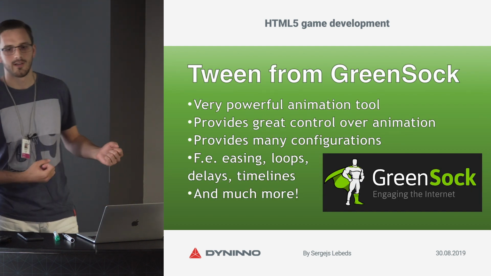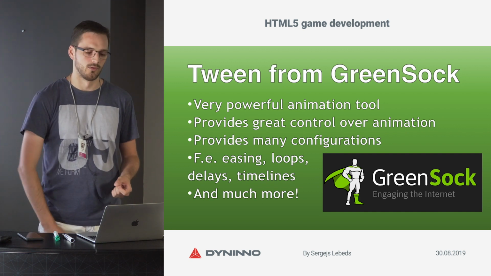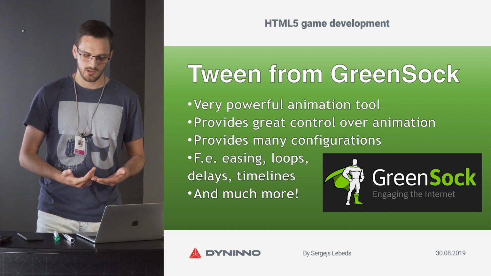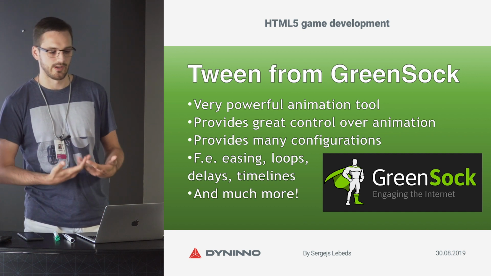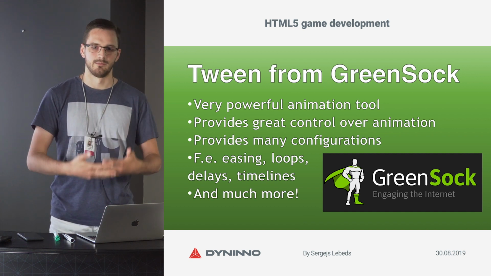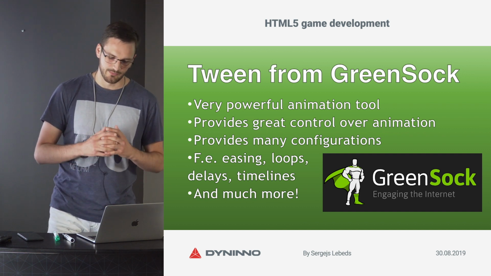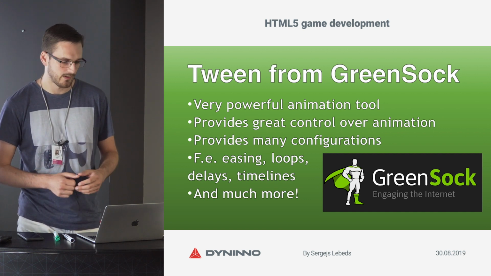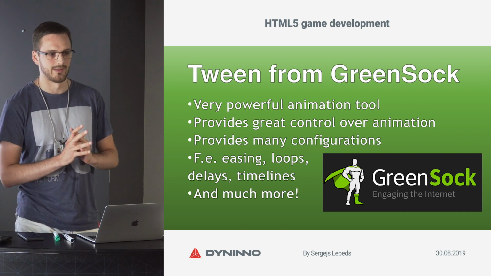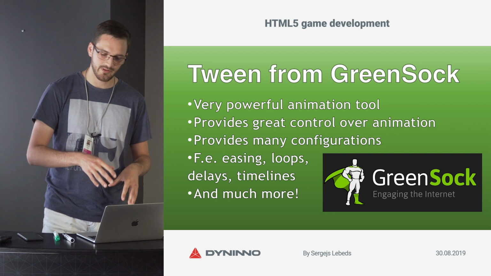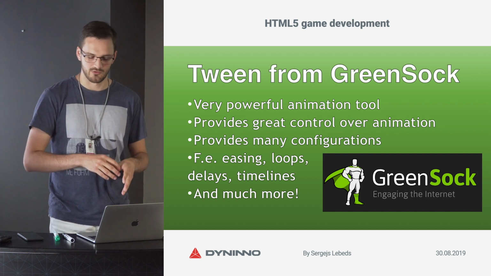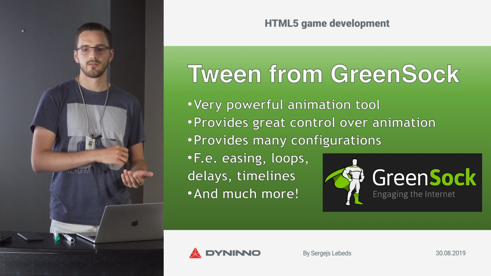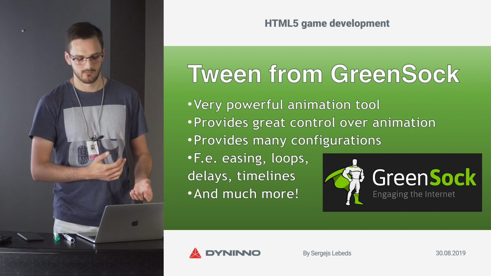In this example, I was using this formula to draw the trajectory of the bird, to draw its position. But there are some tools that provide this functionality, that provide animation to the objects. And one of the most popular is Tween from GreenSock. Probably you may have heard of it. But basically it is a very powerful animation tool. It provides great control over the animations. It provides many configurations for the animations that would take hours to code manually. For example, easings, loops, timeline control, and so on.